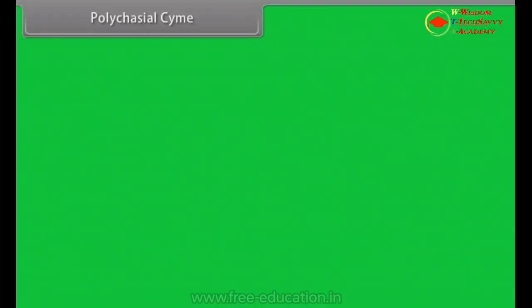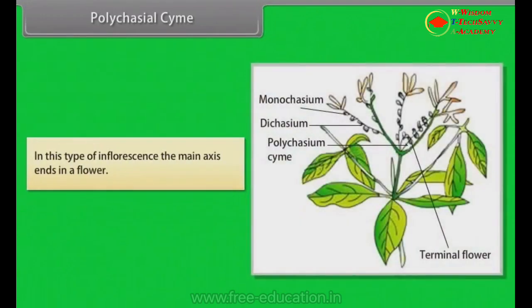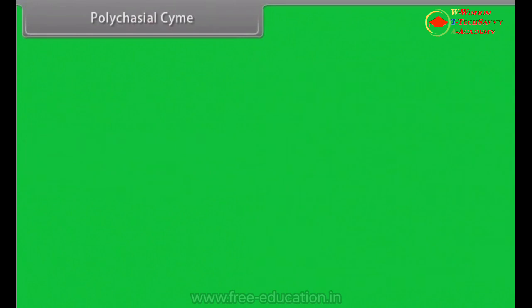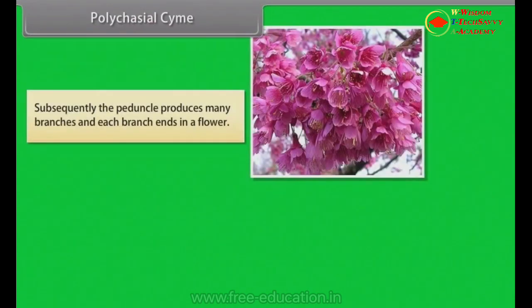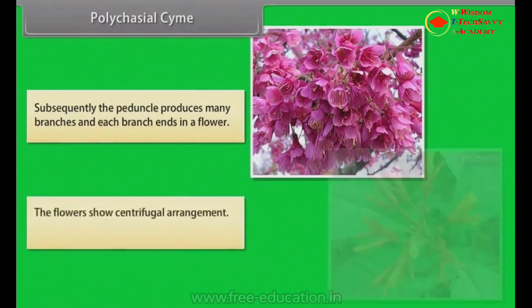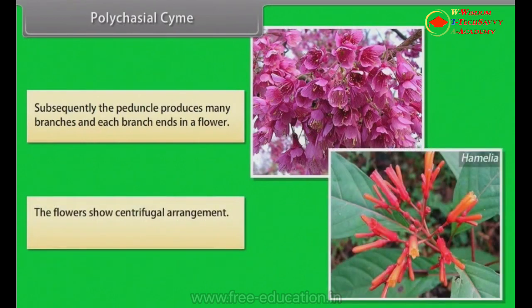Polychasial cyme. In this type of inflorescence, the main axis ends in a flower. Subsequently, the peduncle produces many branches and each branch ends in a flower. The flowers show centrifugal arrangement. Example, Hamelia.